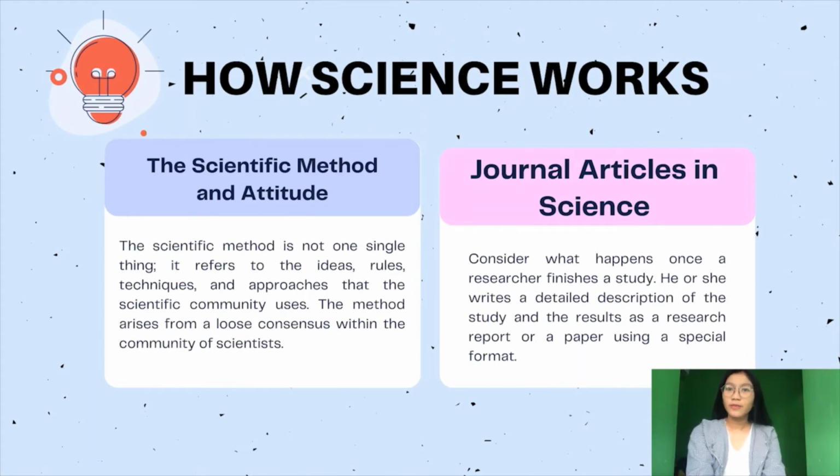The scientific method and attitude. You may be wondering how the scientific method fits into this discussion of science. The scientific method is not one single thing. It refers to the ideas, rules, techniques, and approaches that the scientific community uses. The method arises from a loose consensus within the community of scientists.